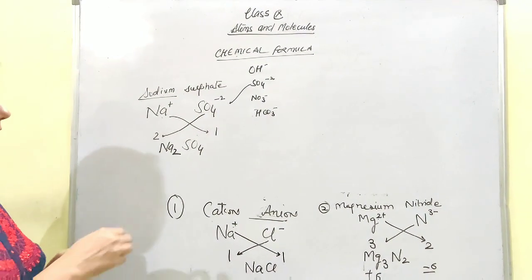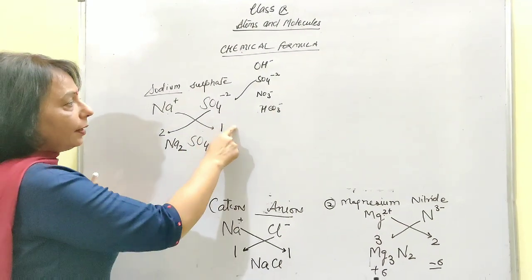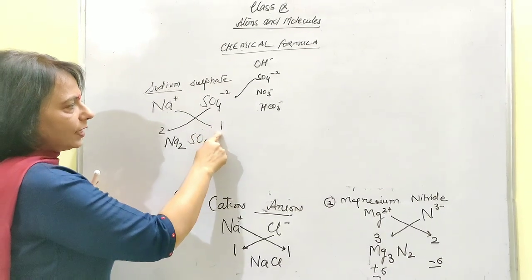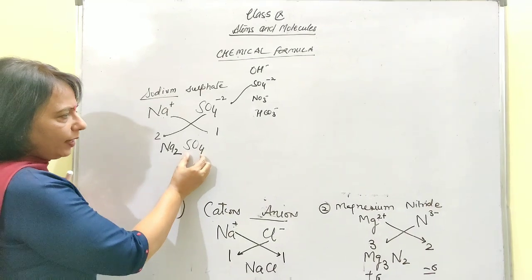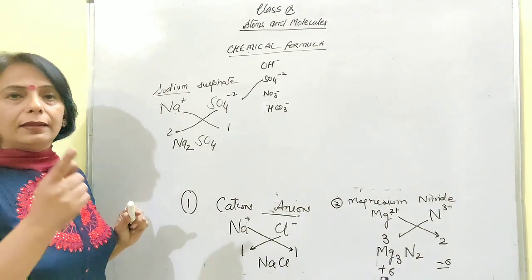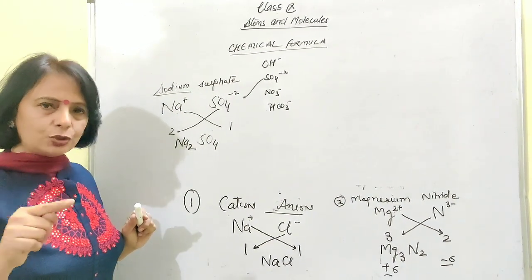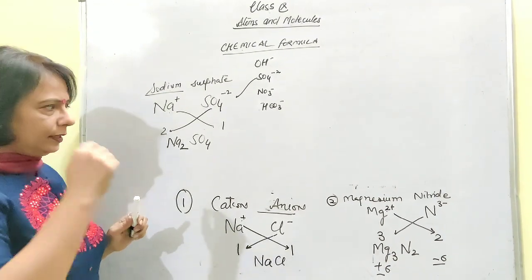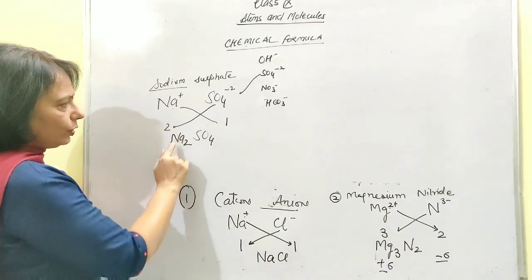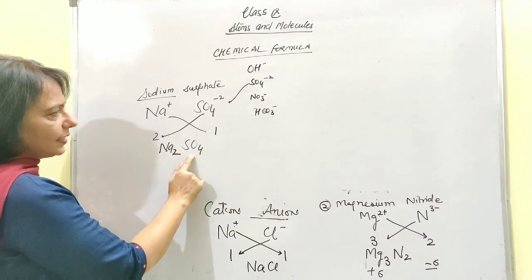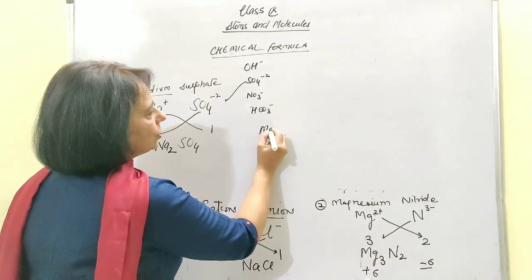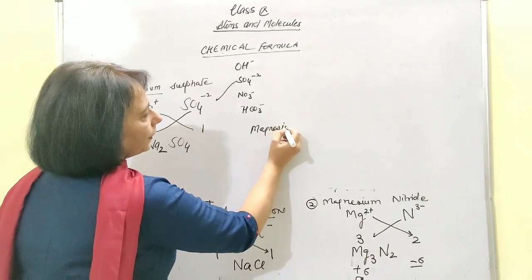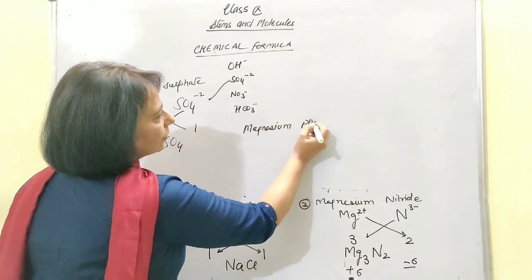Otherwise, if the number which comes after the crisscross is more than 1, and here we have a polyatomic ion, then the polyatomic ion has to be taken into a bracket. Let me take another example. So the formula of sodium sulfate is Na2SO4. But if I say I have taken magnesium phosphate.